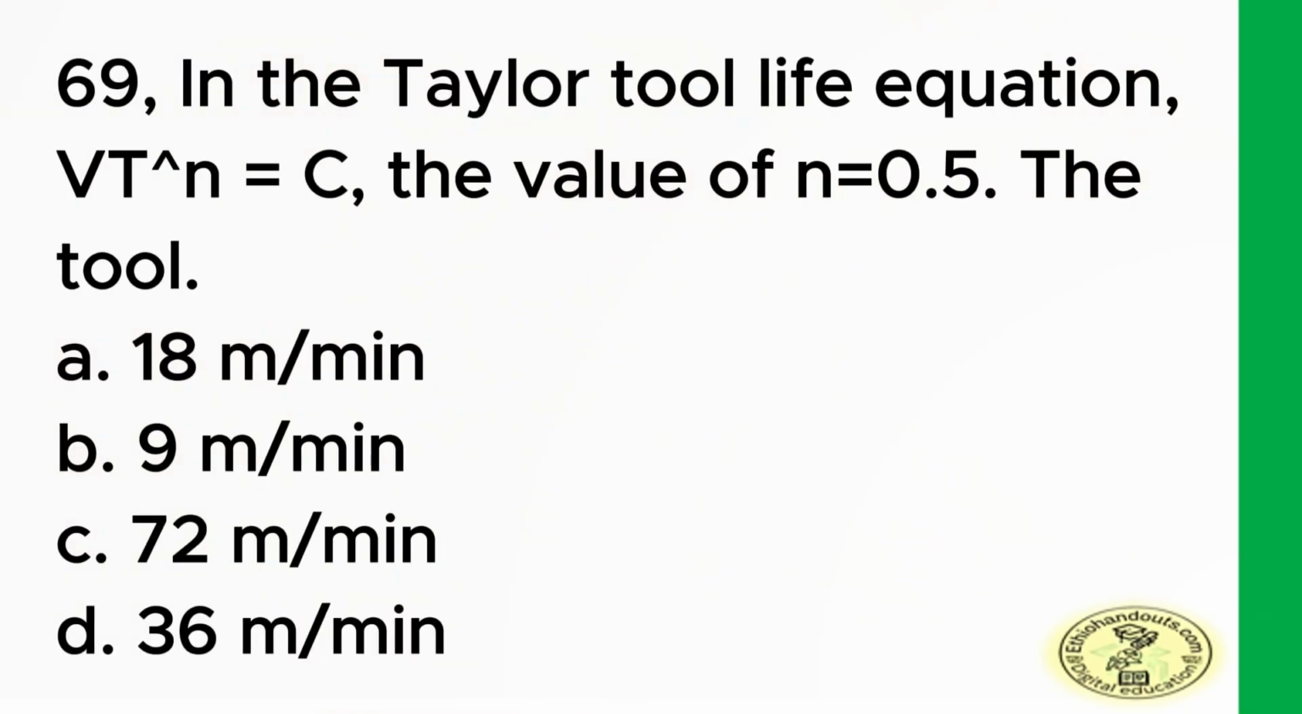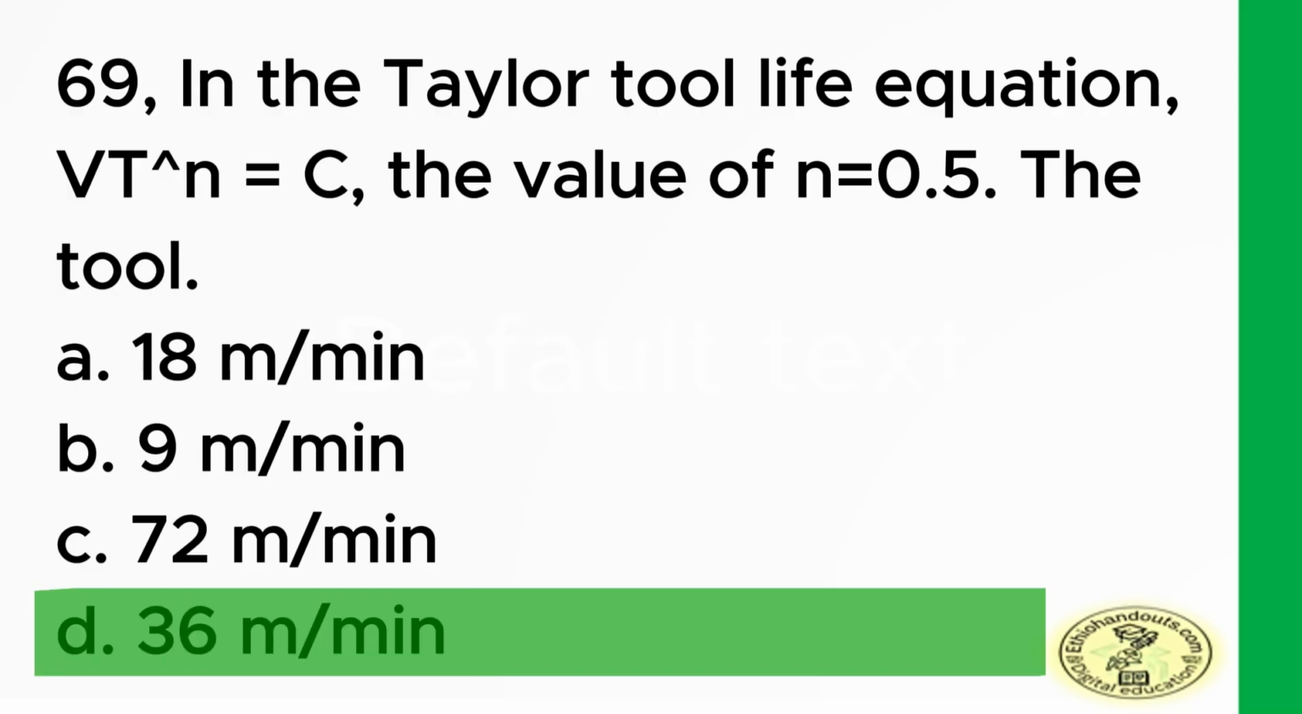Visualize. 69. In the Taylor tool life equation, V times T to the power n equals C, the value of n equals 0.5. The tool speed is A. 18 m/min, B. 9 m/min, C. 72 m/min, D. 36 m/min. The correct answer is D. 36 m/min.